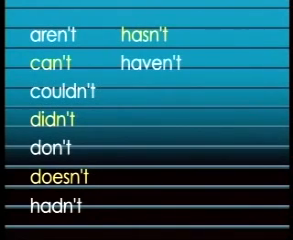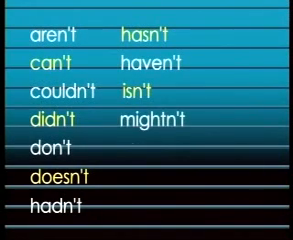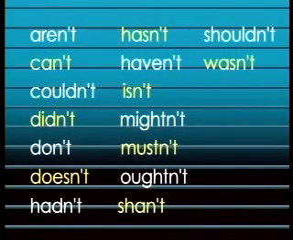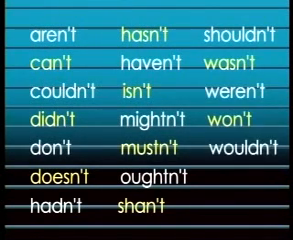Here is a list of the shortened forms you can use with not: aren't, can't, couldn't, didn't, don't, doesn't, hadn't, hasn't, haven't, isn't, mightn't, mustn't, oughtn't, shan't, shouldn't, wasn't, weren't, won't, wouldn't.